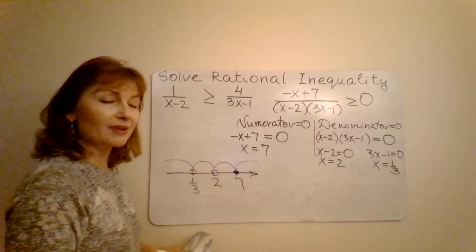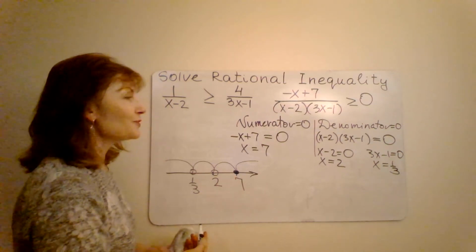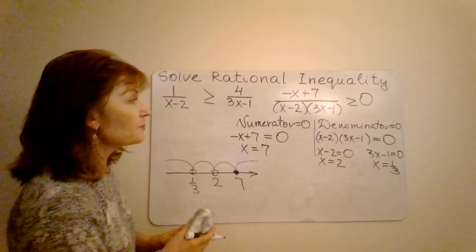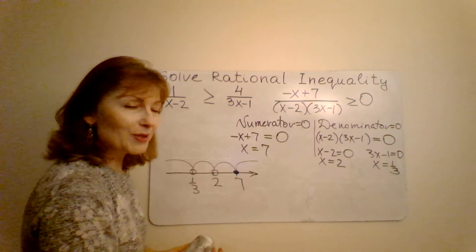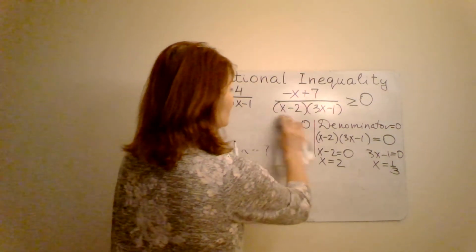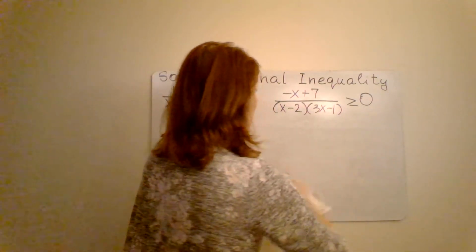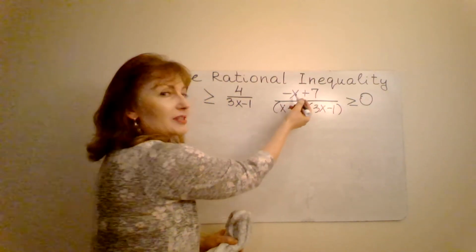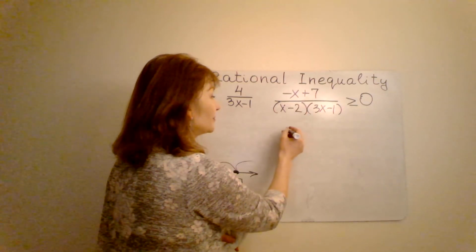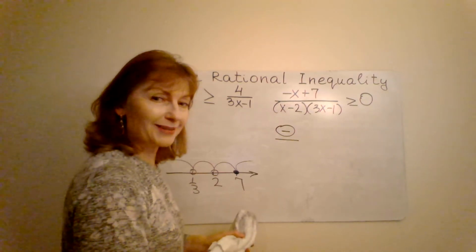And we need to determine what sign, plus or minus, is on each interval. And to do that, we just need to find the sign of the leading coefficient of our numerator and denominator. So we don't need this anymore. The leading coefficient of the numerator is the coefficient of x, which is -1, and it's negative. Now, the leading coefficient of the denominator.